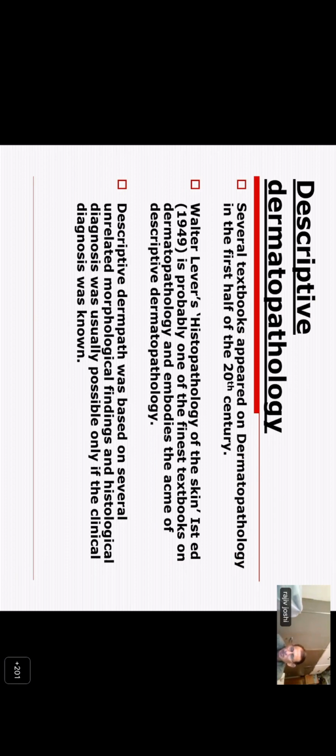And descriptive dermatopathology was based on several unrelated morphological findings, and histological diagnosis was usually possible only if the clinical diagnosis was known. So this was the problem, that generally you knew the clinical diagnosis, you looked up the slide, and you tried to match findings so that you corroborated the clinical diagnosis. So if you were given the slide to see without any clinical diagnosis, it would become difficult to make a diagnosis.